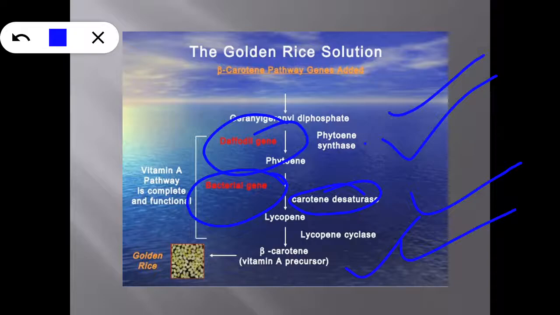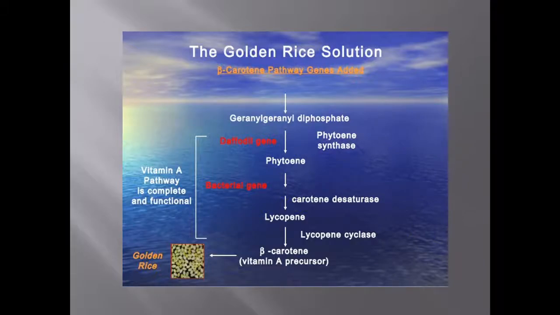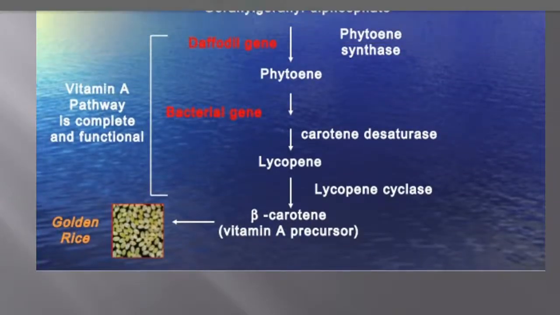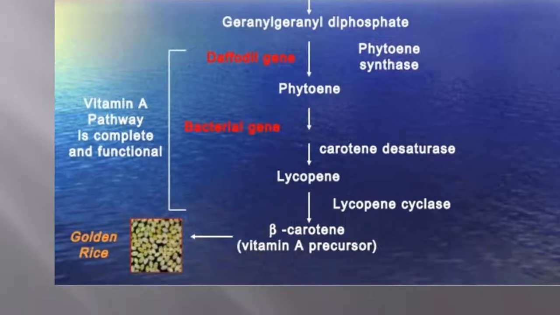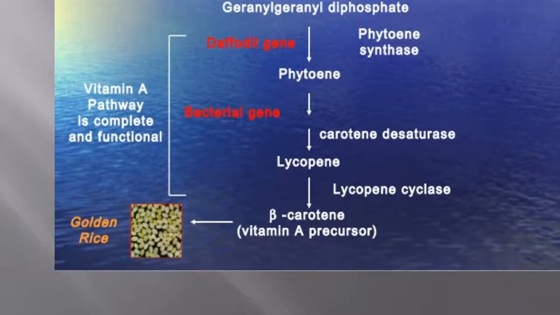So what is the importance of phytoene synthase? Phytoene synthase is able to convert the compound geranylgeranyl diphosphate into phytoene. So for this step the enzyme required is phytoene synthase, which is totally absent in the normal rice. Whereas the second gene is carotene desaturase. Carotene desaturase is important for the conversion of phytoene into lycopene.